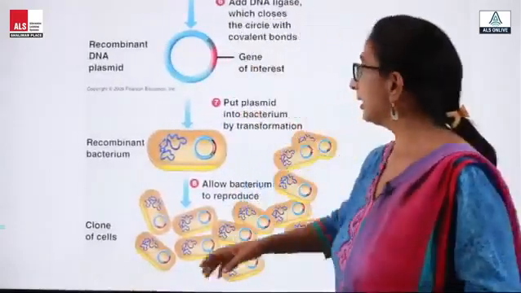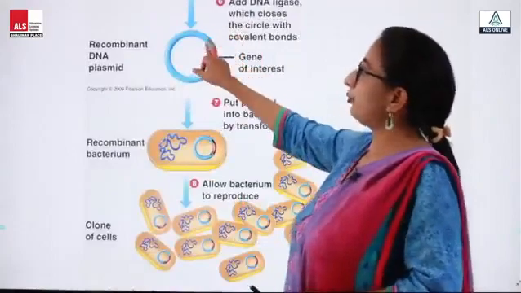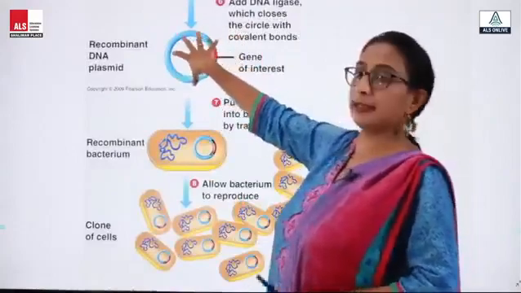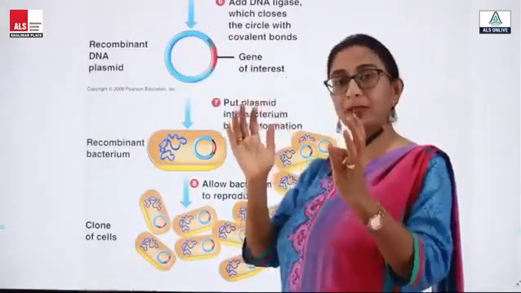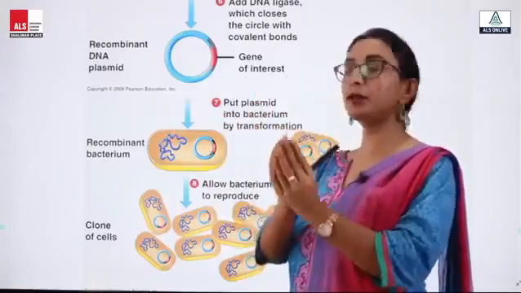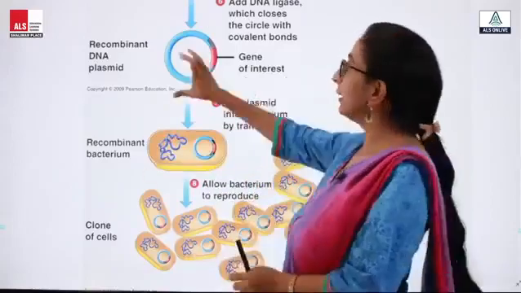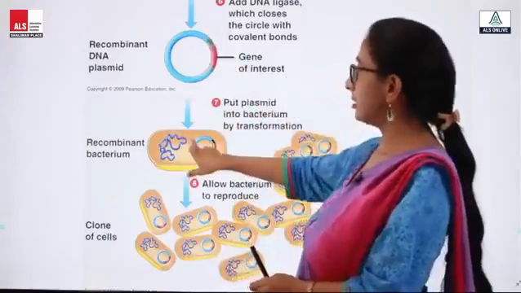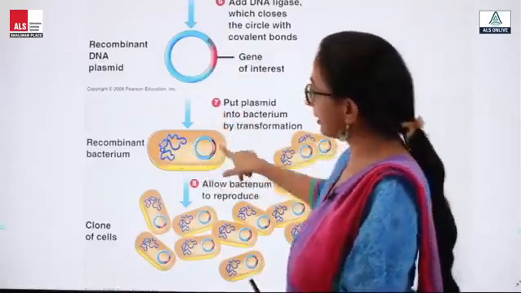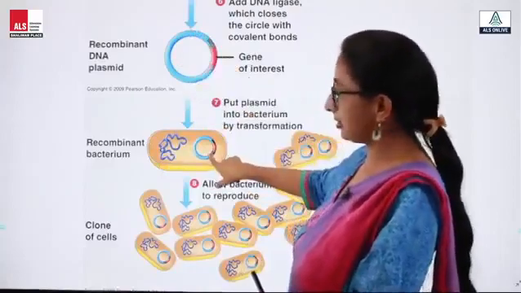You can see this recombinant DNA molecule consists of the plasmid and the gene of interest combined together. The plasmid molecule, or the vector molecule, along with the gene of interest, both combined together, is called the recombinant DNA molecule. That is inserted or put into the bacterial cell. So this is the bacterial cell. Now this recombinant molecule is inserted into the bacterial cell.